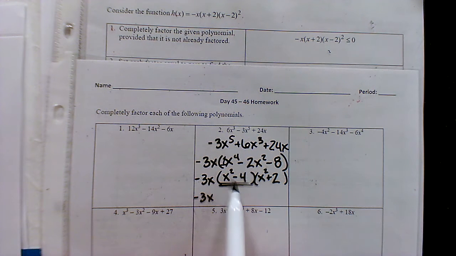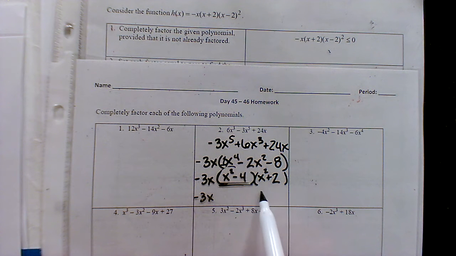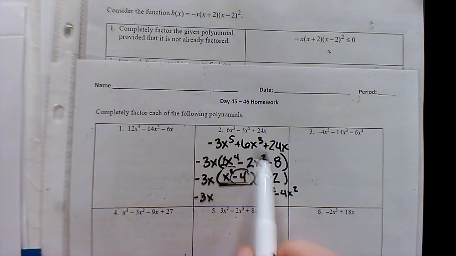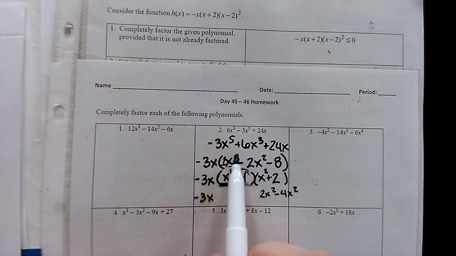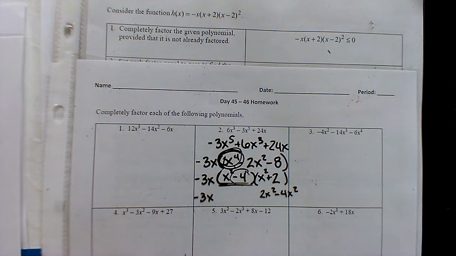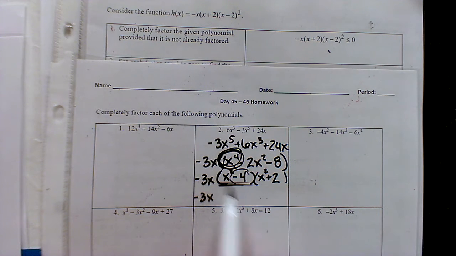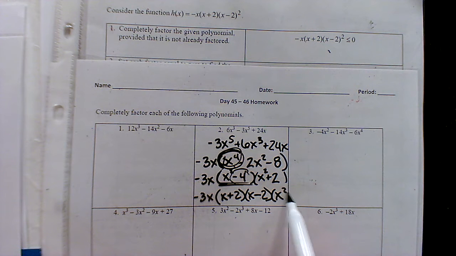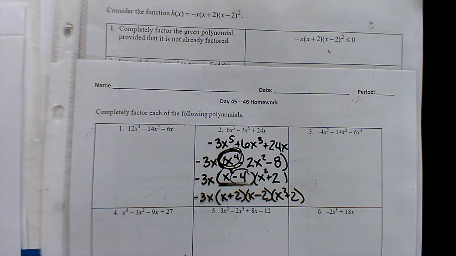Not necessarily, because if you were to go through the FOIL process, this x squared times 2 would give you a 2x squared, and then this negative 4 times the x squared would give you a negative 4x squared, and when you combine those you get that middle term. So it's only based off of that first term, okay? Yep. All right, so difference of squares, we can have x plus 2, x minus 2, and then the x squared plus 2 can't go any further. Is that okay, Griffin? Okay.